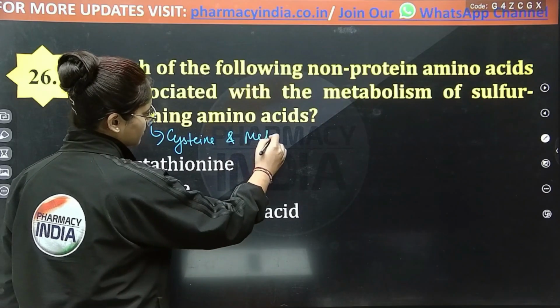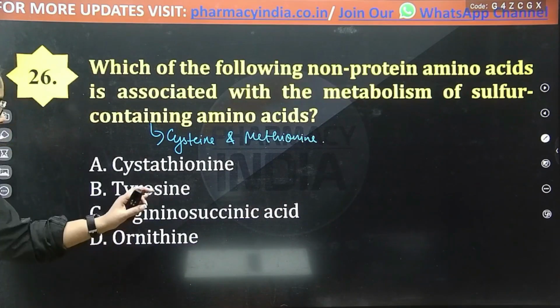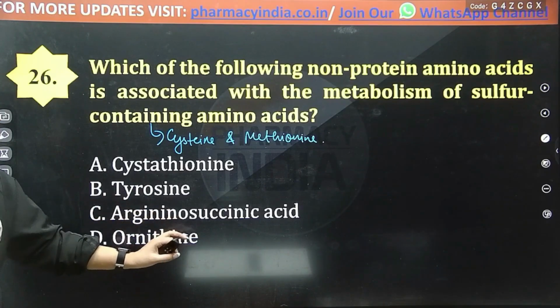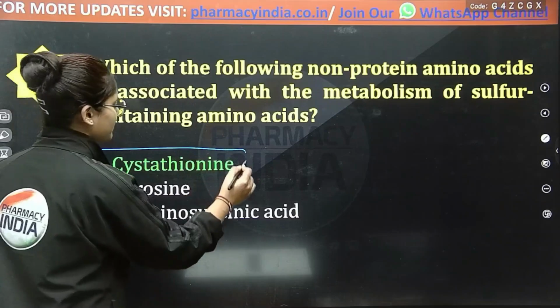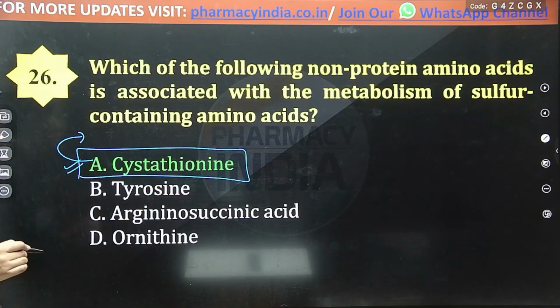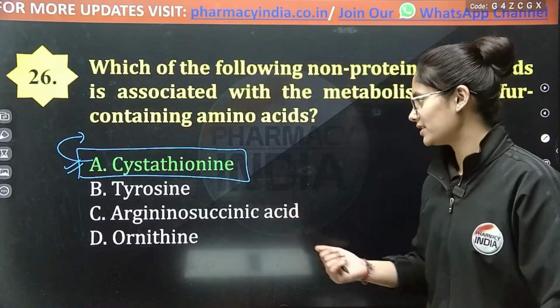Cysteine and methionine. Your options are cystathionine, tyrosine, arginosuccinic acid or ornithine. Basically, cystathionine, as the name implies, is that non-protein amino acid which is responsible for the metabolism of cysteine or methionine.